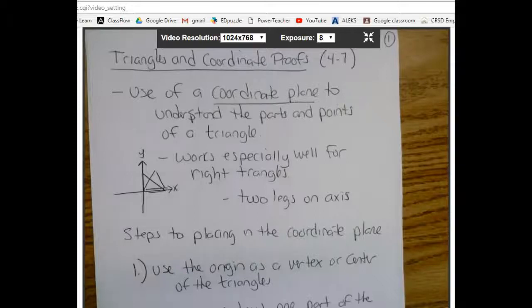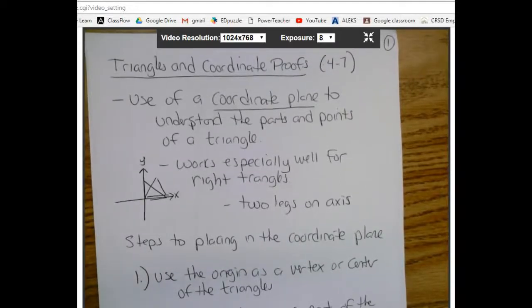Okay, this is our last note on chapter 4, and this is lesson 4.7, and here it's going to be about triangles and coordinate proofs. What the coordinate proof is talking about is we're going to use a coordinate plane. You kind of see I have a little picture down here.